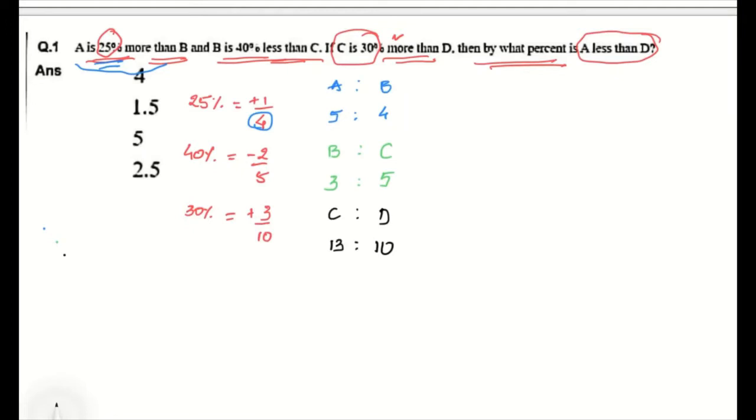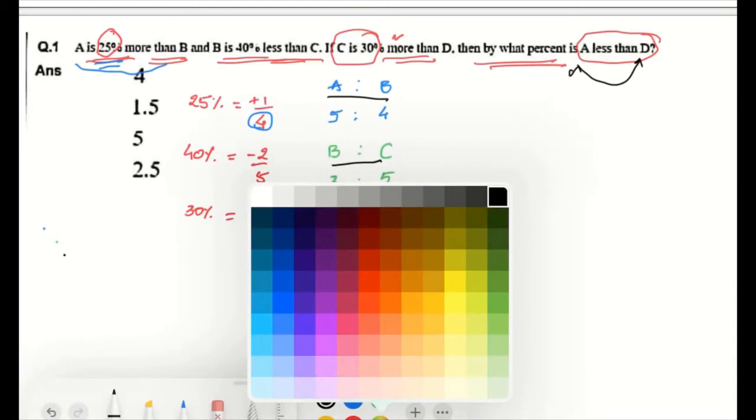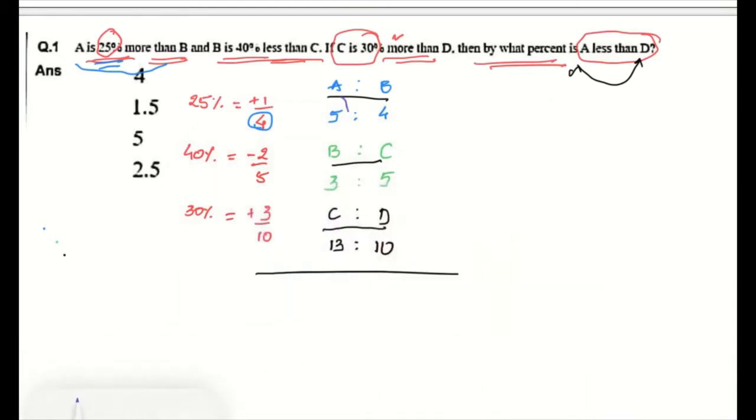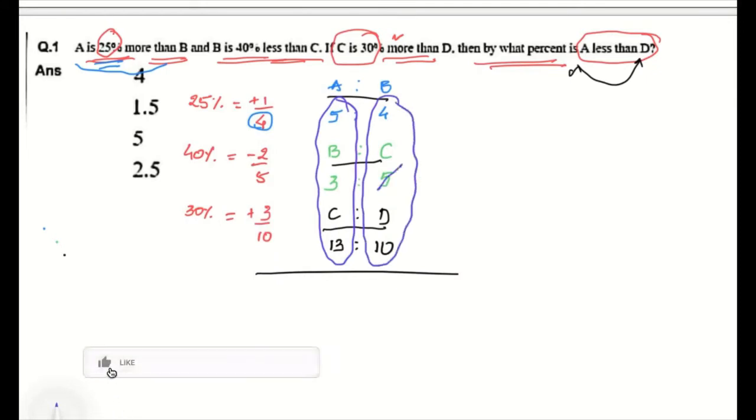So now I know the values of A is to B, B is to C and C is to D, and I want to find out the relation between A and D. So how do you find the relation between A and D? Multiplication of extremes, that is important. Here, this multiplication and this multiplication. If anything cancels, cancel it. 5 cancels. So 3 into 13, 39 is to 10 into 4, 40.